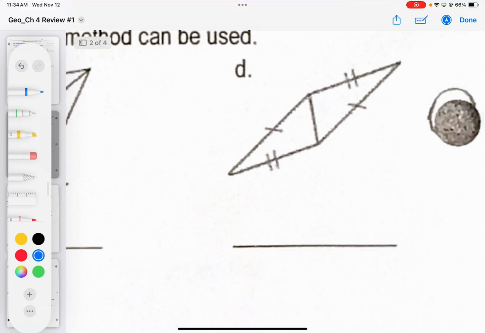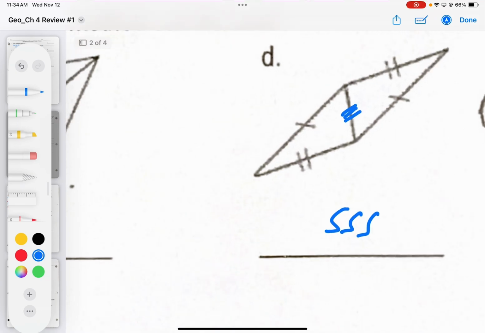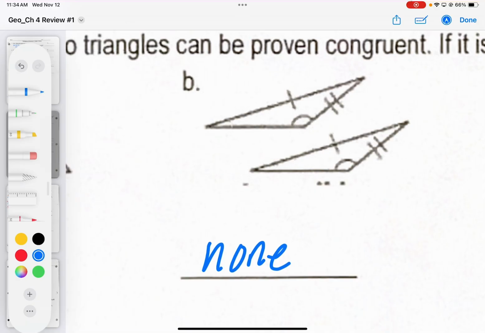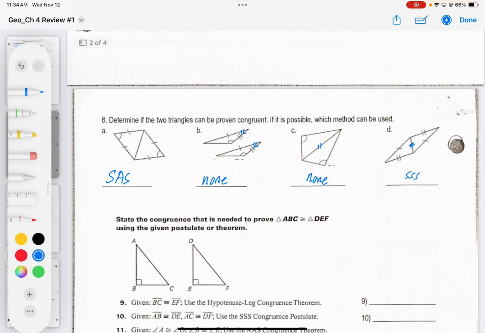All right, what about part D? SSS. Good. We got that reflexive side down the middle, so side, side, side is what we would use. Yes, ma'am. On B, side angle. You said on B. Yeah, there's like 2 sides in an angle. Because it's supposed to be in between the sides. So the angles that I would want for that, Alina, would be this angle and that angle. If I knew that angle, then I could use side angle side. Okay. Make sense? Yeah. Okay. All right.